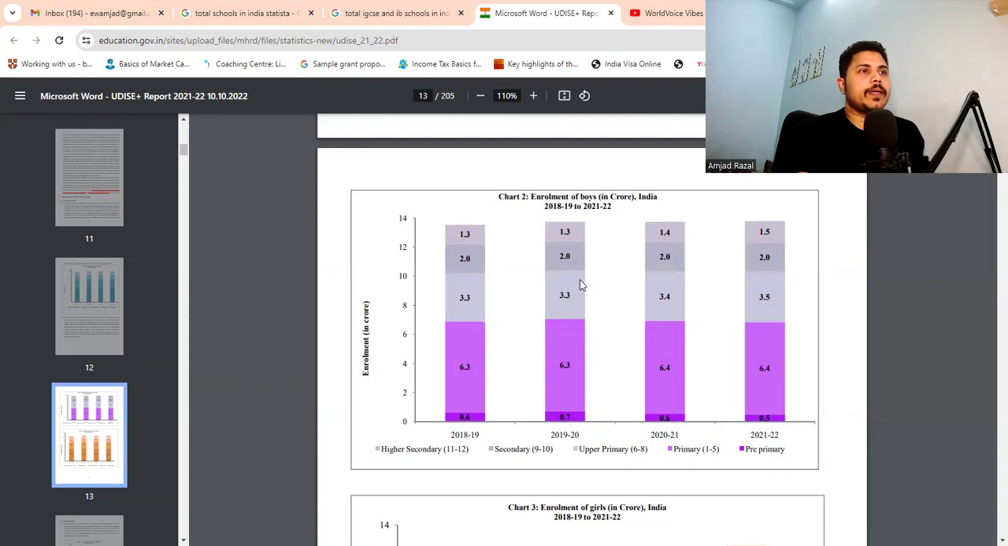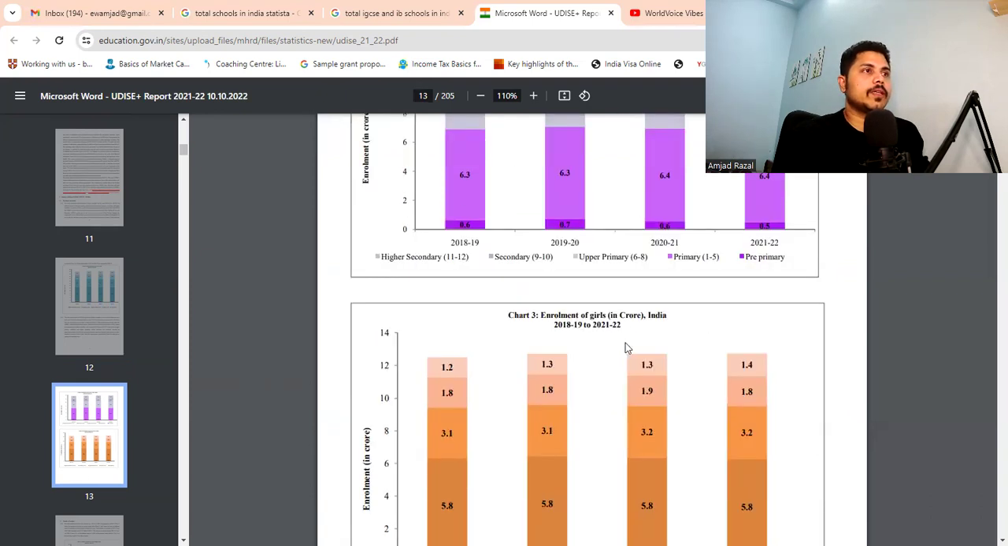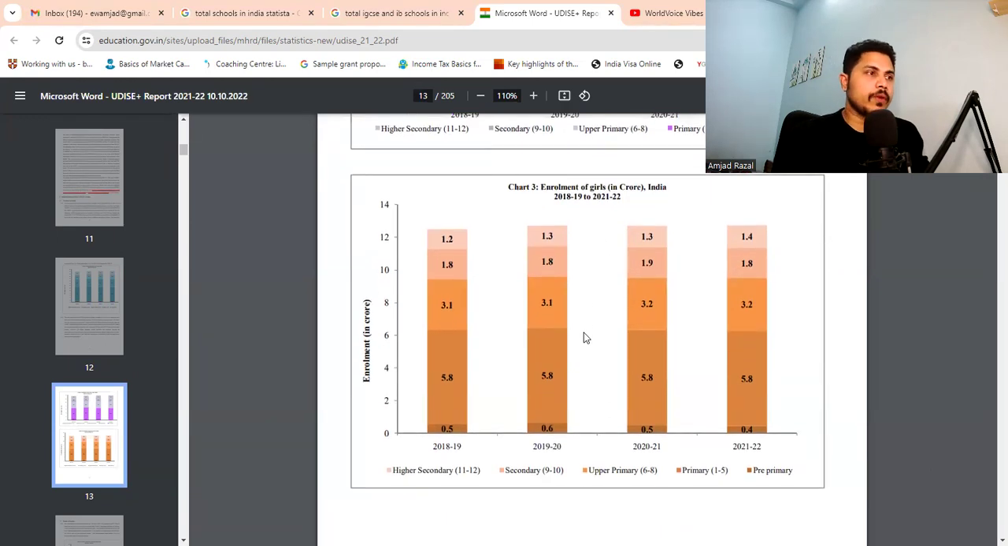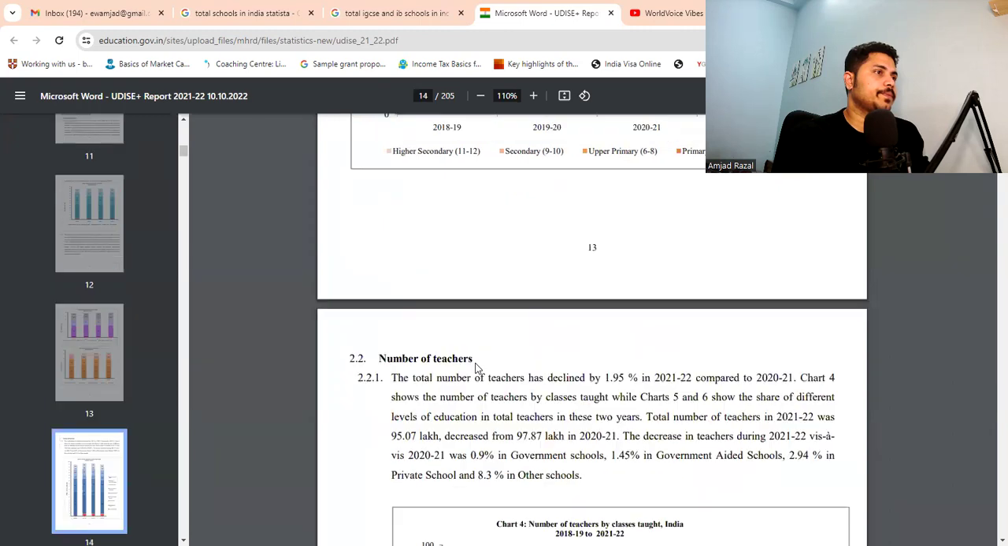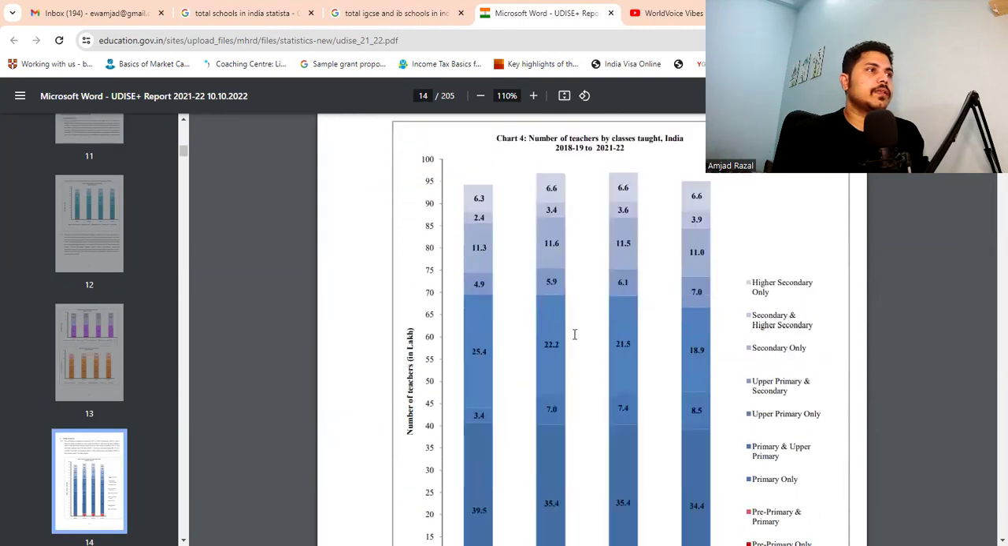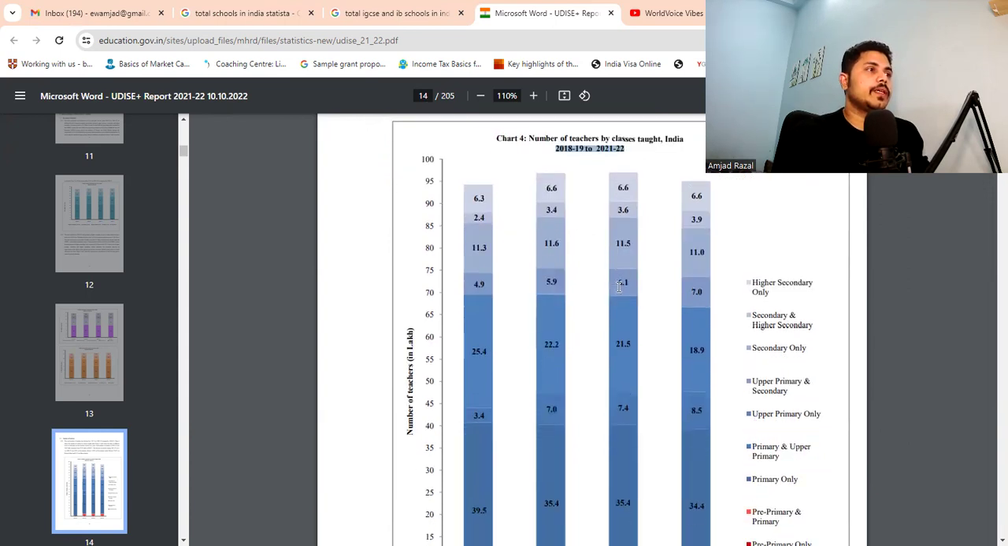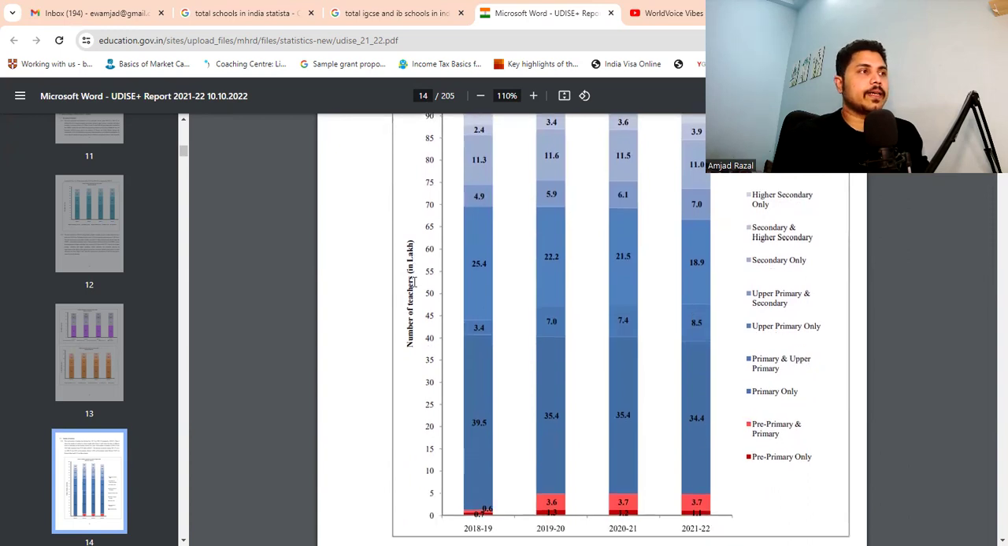Now, in terms of boys, in terms of girls, what is the enrollment rate in terms of crores? You have this, and now this is about the enrollment of girls. We have this number. After this, the number of teachers. Number of teachers by class taught, especially in India, comparing the data from the 2018-19 academic year to 2021-22. You see here, this data is in lakhs.